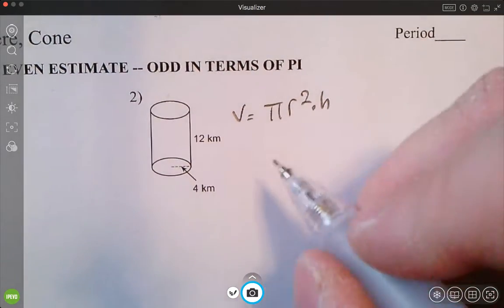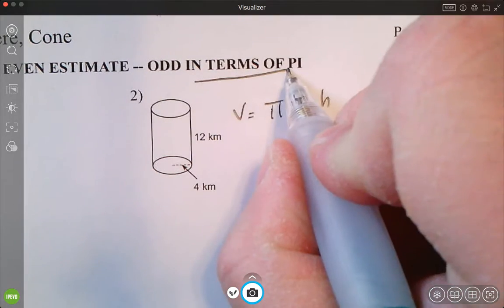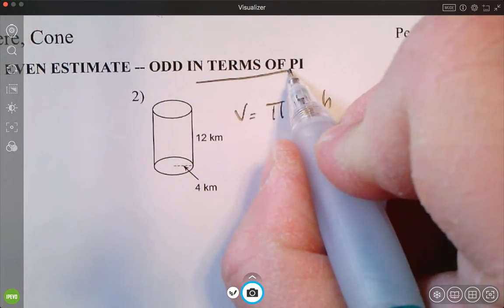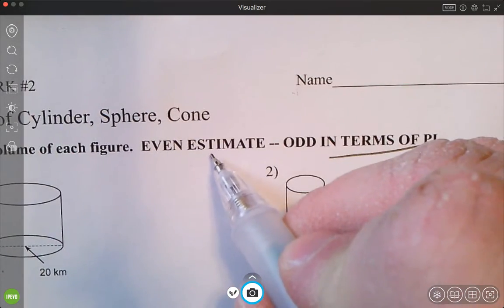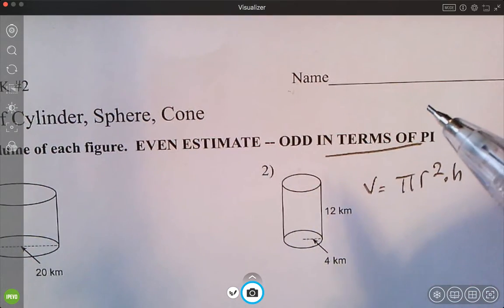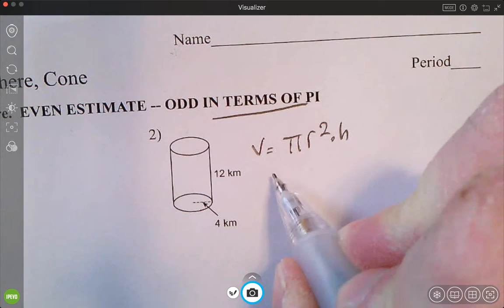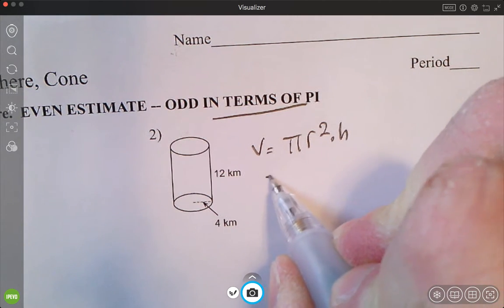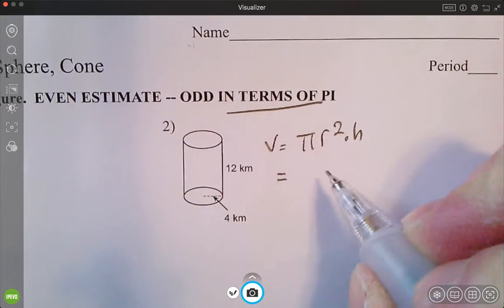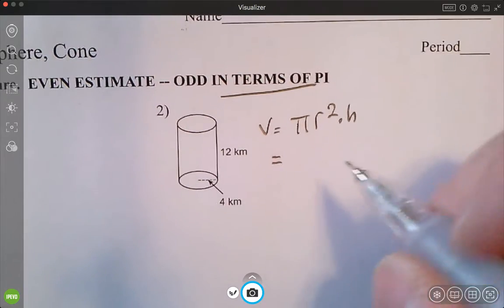So the first thing I do for this one, again, I'm doing it in terms of, oh no, it says evens estimate. Yikes, so I am supposed to use 3.14. Okay, sorry, evens estimate. I think I might have written the directions wrong in Classroom, so whichever one you did is fine, I guess, for day one.